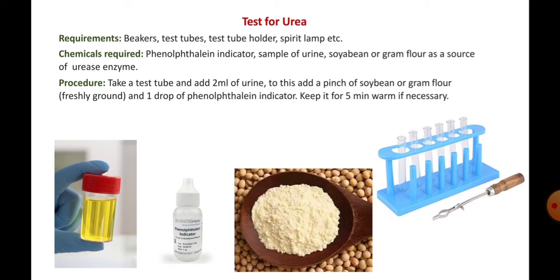Now, let us also see the procedure for this test. We have to take a test tube, and in that test tube we have to add 2 ml of urine and a pinch of soybean flour and then mix it well. After that, we have to add about 1 to 2 drops of phenolphthalein indicator and keep it in a water bath for about 5 minutes. Now students, to understand this procedure even better, let us see the working part and then we'll discuss the observation and the result.